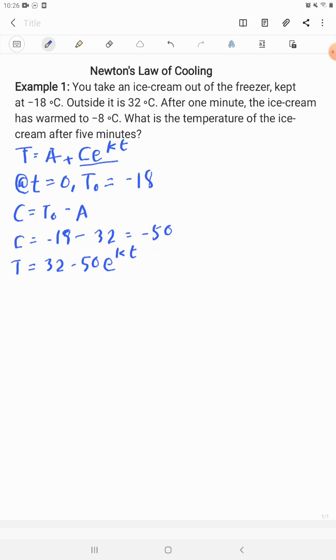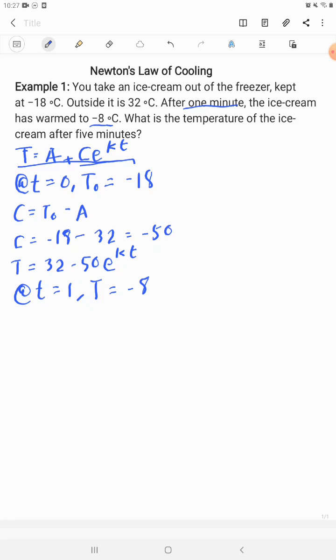Okay, so we can see that at first we have many unknowns, but here we only have two unknowns, the k and the t. All right. So next, it is stated that after 1 minute, the ice cream has warmed to negative 8 degrees Celsius. So after 1 minute, t is equal to 1. The temperature of the ice cream now is equal to negative 8 degrees Celsius. Right? So it is already near melting.